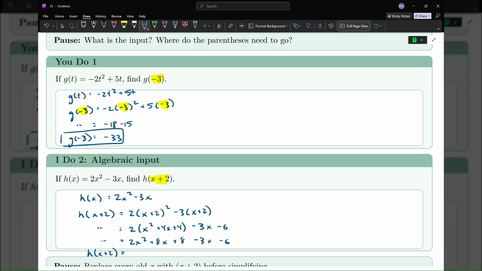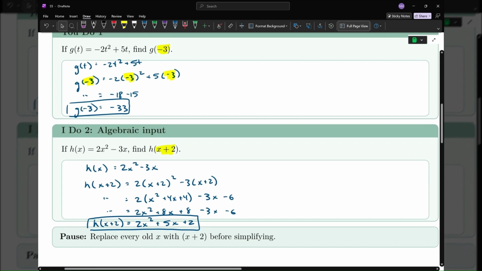So what I'm telling you about is h of x plus 2, and that's going to be equal to 2x squared, 8x minus 3x is 5x, 8 minus 6 is positive 2. So what this says is, okay, our function h evaluated with some input x plus 2 just returns 2x squared plus 5x plus 2. So in a similar vein, I'm going to get you to try one of these.